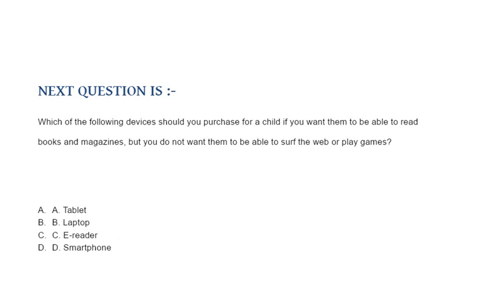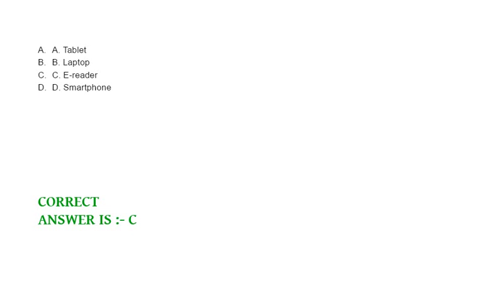Next question is, which of the following devices should you purchase for a child if you want them to be able to read books and magazines but you do not want them to be able to surf the web or play games? Option A. Tablet. Option B. Laptop. Option C. E-reader. Option D. Smartphone. Correct answer is option C.